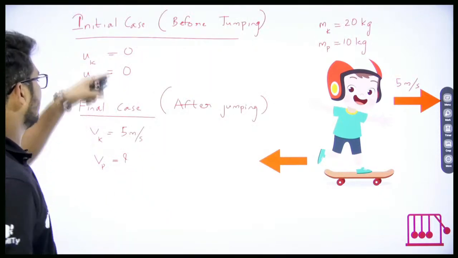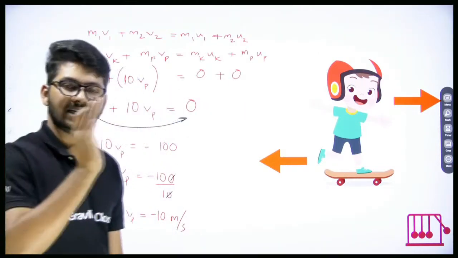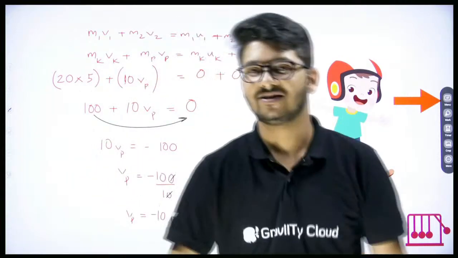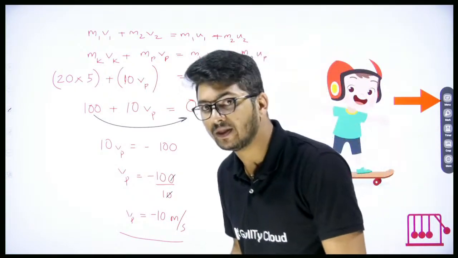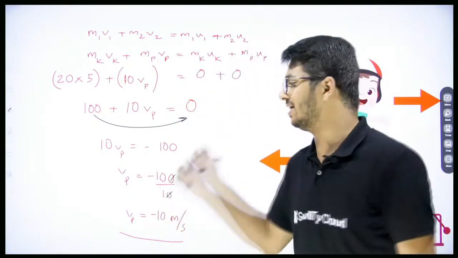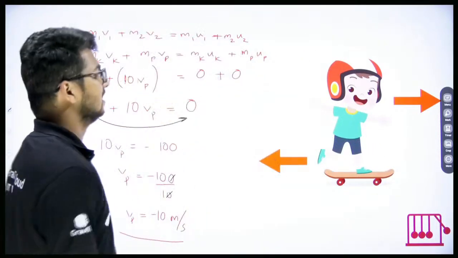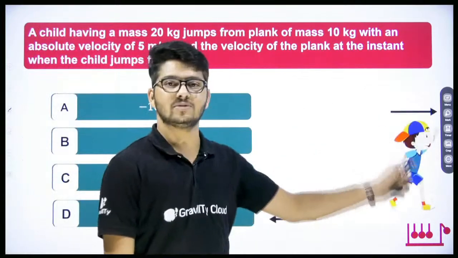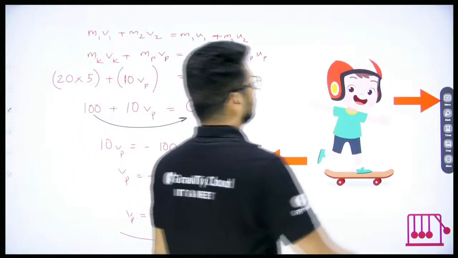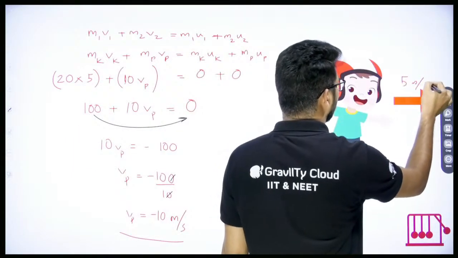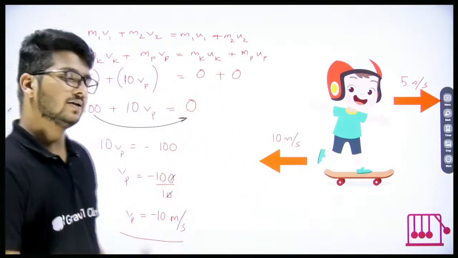And what were the units for velocity we had? Meter per second. So final answer will also have the same units, meter per second. So you got it? Minus 10 meter per second. And what does minus show? Minus shows the opposite direction, in this case towards left. So that is proved. That is, when the boy jumps towards right, the plank goes towards left. So the velocity of the kid was 5 meter per second, and the velocity of the plank will be 10 meter per second after he jumps from it.